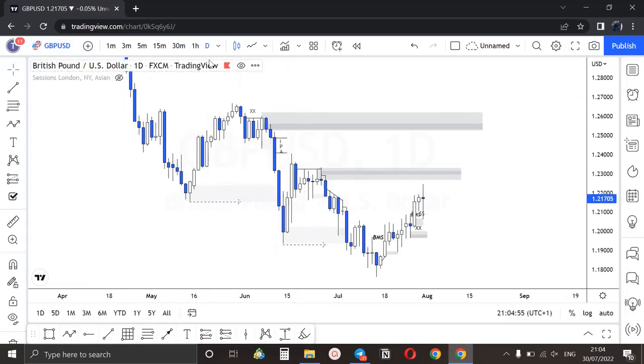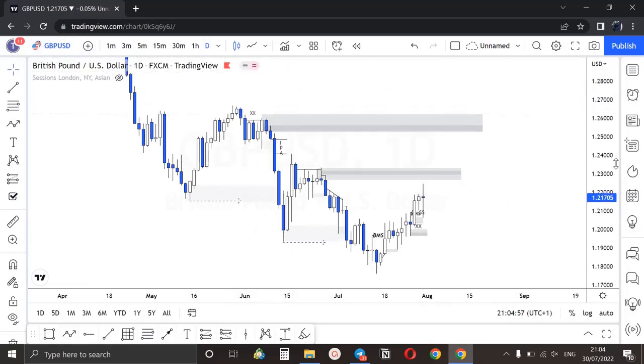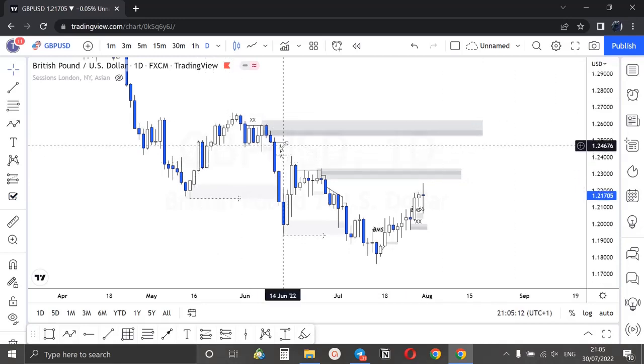Currently I'm on a daily time frame. But if you're looking to plan your trade, you need to determine the overall bias first before looking at a lower time frame to plan your trade, right? So on the daily time frame, what's the order flow? What's the order flow on the daily time frame?